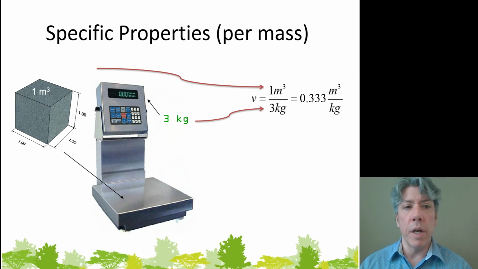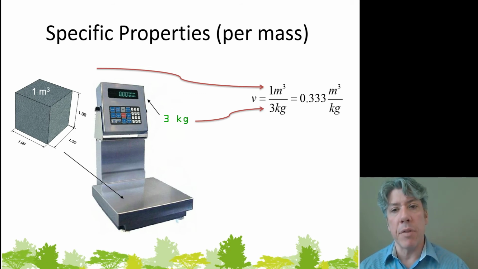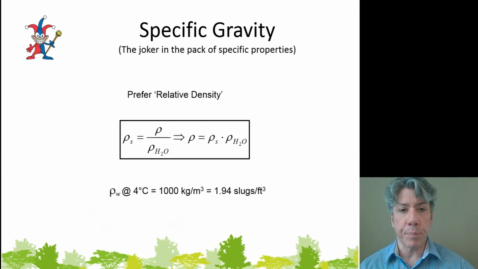So if we have a 1 cubic meter block of something and we measure its mass, find that it's 3 kilograms, we could take the cubic meter, divide it by 3 kilograms, and come up with the specific volume of 0.33 cubic meters per kilogram, which is obviously just the inverse of its density.